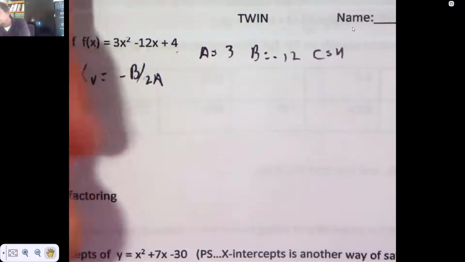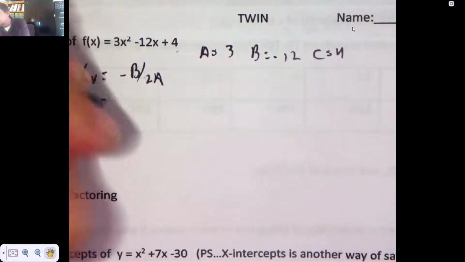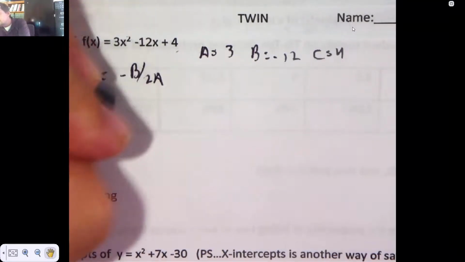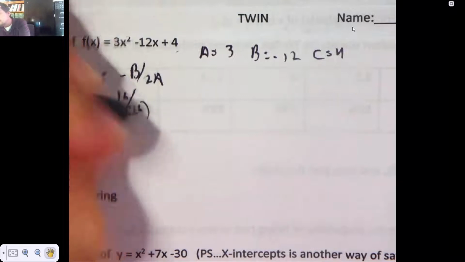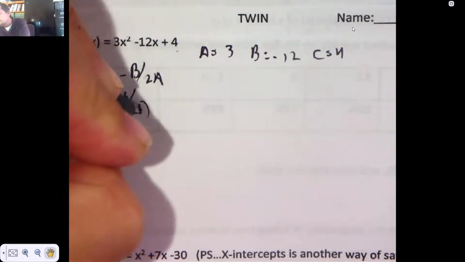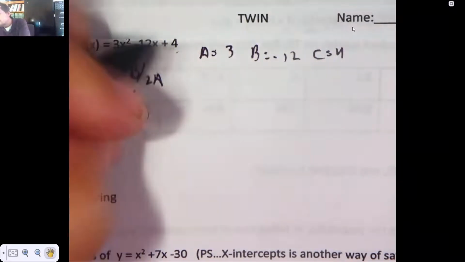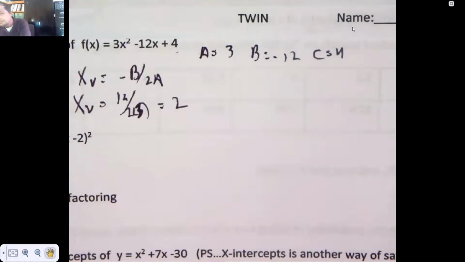So looking back at my equation, the opposite of negative 12 is positive 12. 2 times 3 would be 6, and that should be a 3. 2 times 3 is 6. 12 over 6 is 2. The x-coordinate happens at 2.